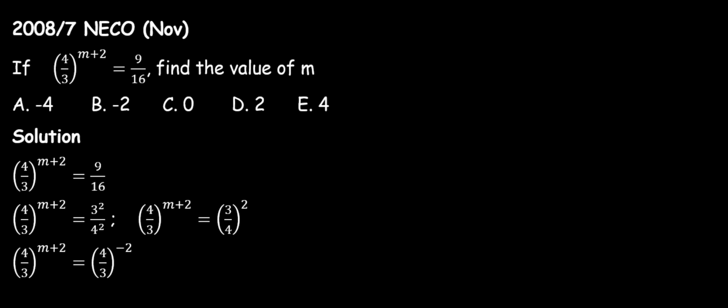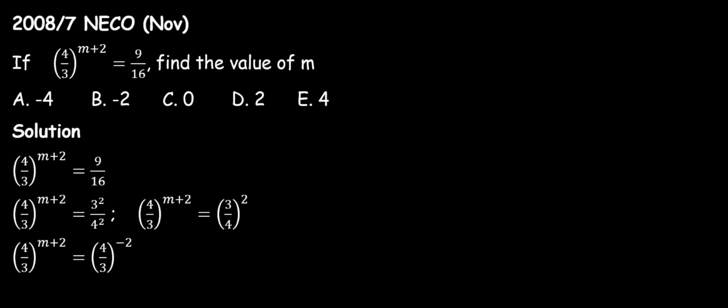Since they are in the same base, we equate powers. We have achieved the same base on both the right-hand side and the left-hand side, so we can equate the powers. m plus 2 will be equal to minus 2. Thus, m will be equal to, collecting items together now, minus 2 minus 2. That is, m will be equal to minus 4.